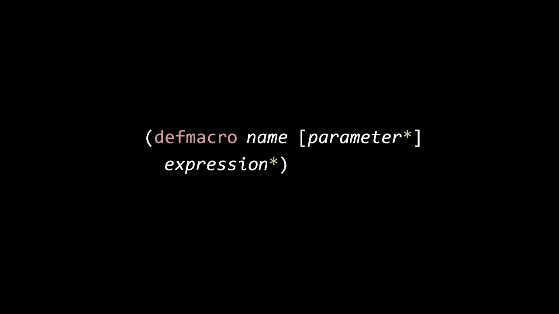So, if you want to create your own macro, how do you go about doing it? Well, in the namespace Clojure.core, there's a macro called defmacro. And it's used just like defn. It's basically just like writing a function, except it creates a macro. And it defines it in the current namespace.